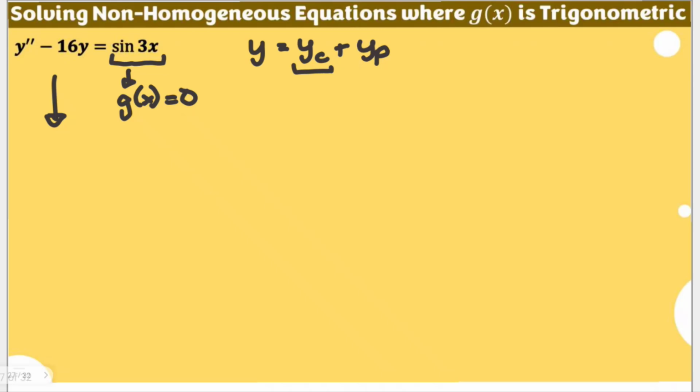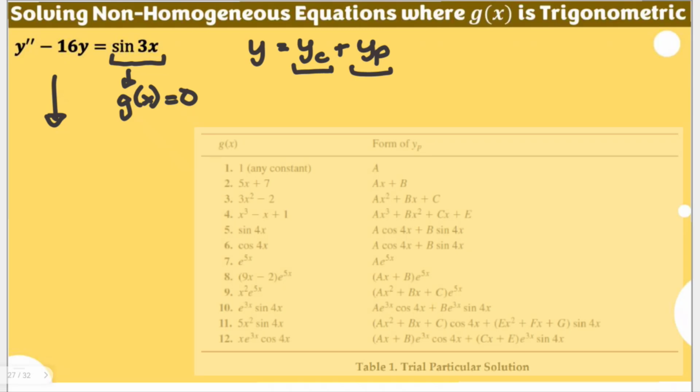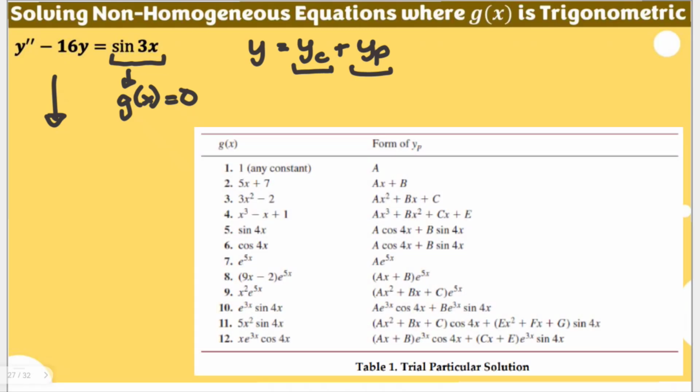Now, y sub p is known to be a particular solution for specific coefficients following this given table here. We are going to use these representations for y sub p depending on what our g of x is. And since our g of x is trigonometric, we're going to refer to the 5th and the 6th row. Specifically here, we are going to use the 5th row because it uses the sine trigonometric function.